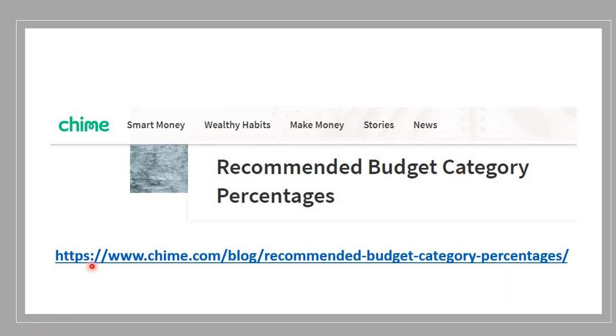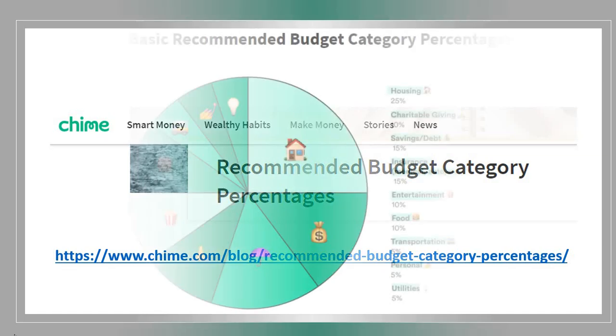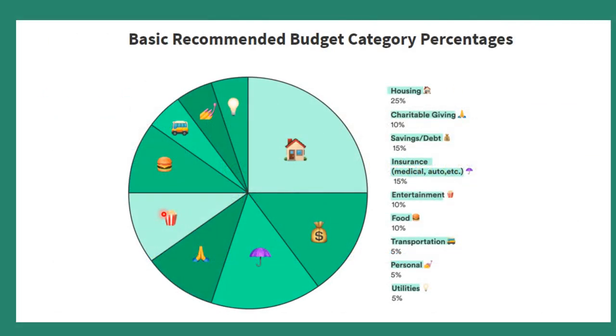Okay, and so here's the website that I was referring to, Chime, and then there's the link right there. You'll have access to that to work on your assignment. And so now it's taking that and being a little more detailed. So here is what they are determining the basic recommended budget categories.